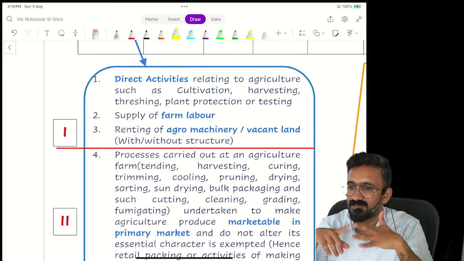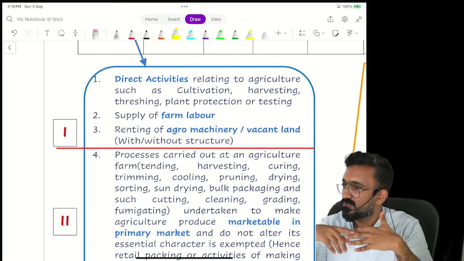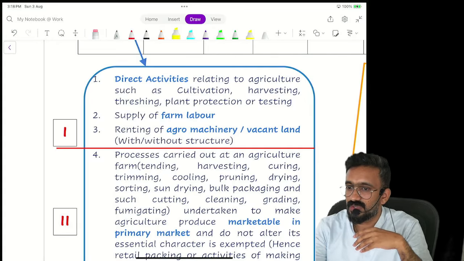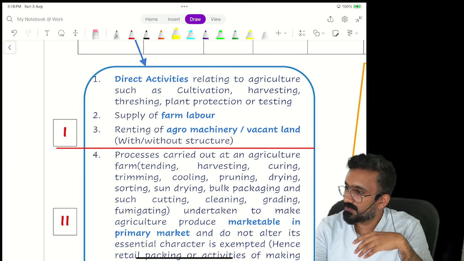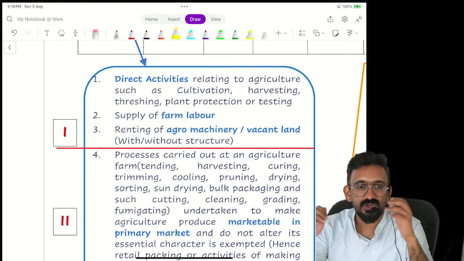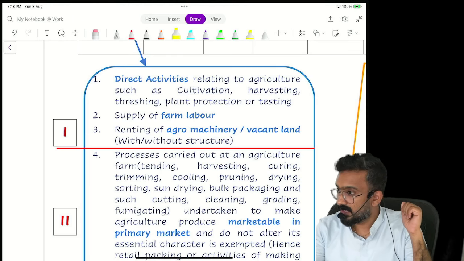Threshing I'll do for you, exempt. And testing I will do, your soil testing, seed testing, exempt. Certification of test seed or soil, exempt. I will put fertilizers, exempt. Plant protection, exempt. General activities it is. Then there are 2 more activities.